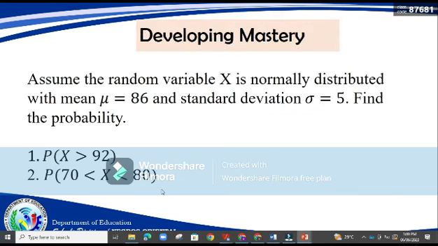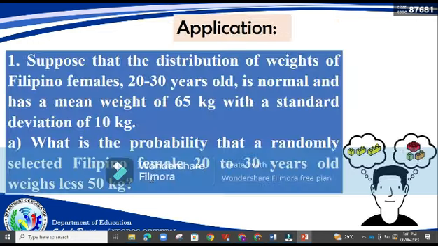Now let us proceed to developing mastery. This time you're going to answer on your math activity notebook. Assume the random variable x is normally distributed with mean equal to 86 and standard deviation equal to 5. Find the probability. Number 1, probability when x is greater than 92. Number 2, probability when x is greater than 70 but less than 80.